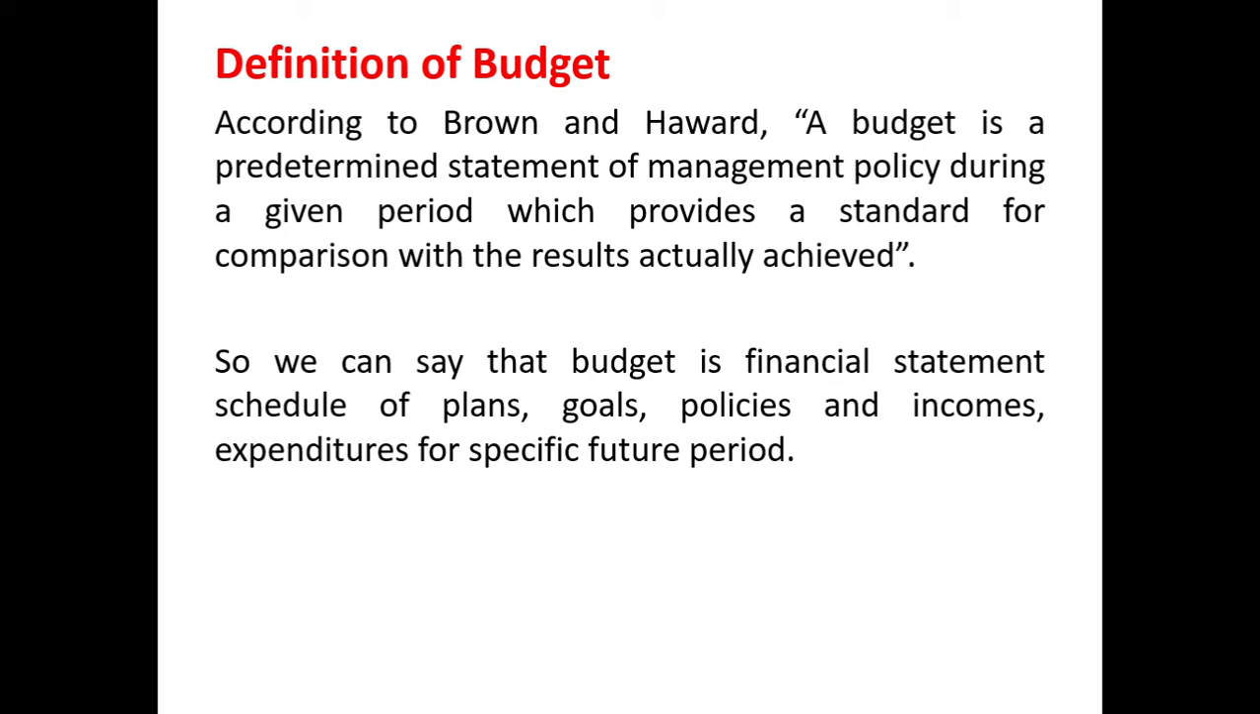Next, definition of budget. According to Brown and Howard, a budget is a predetermined statement of management policy during a given period which provides a standard for comparison with the results actually achieved. We can conclude budget is a financial statement, schedule of plans, goals, policies, incomes and expenditures for a specific future period.